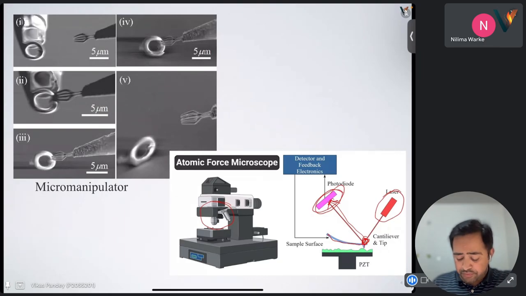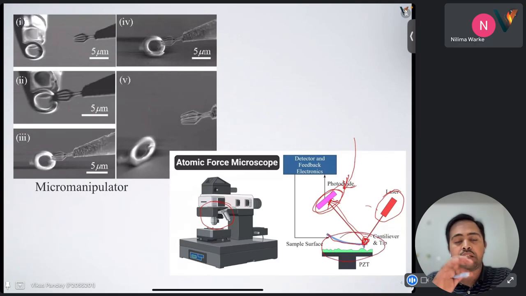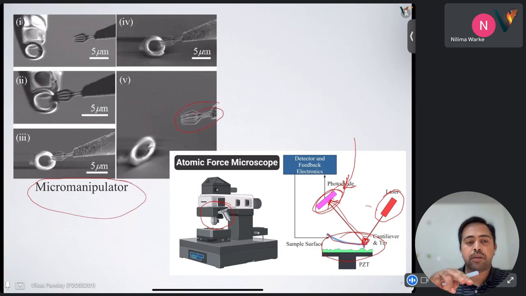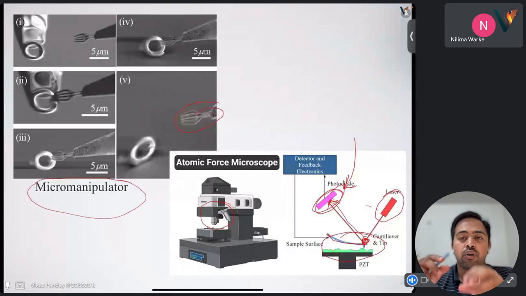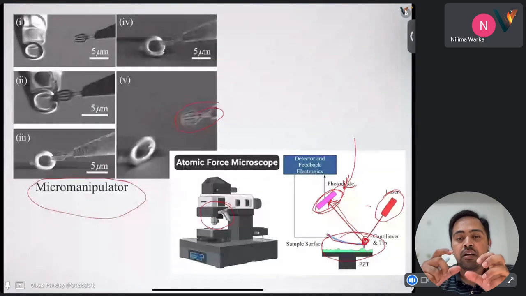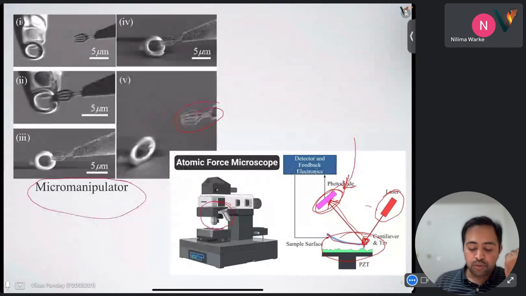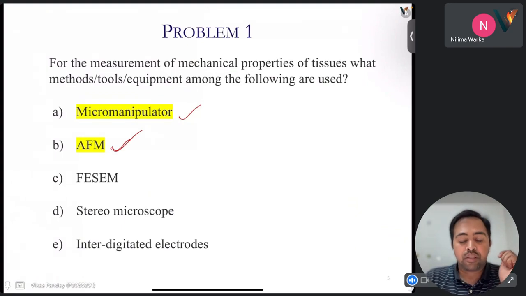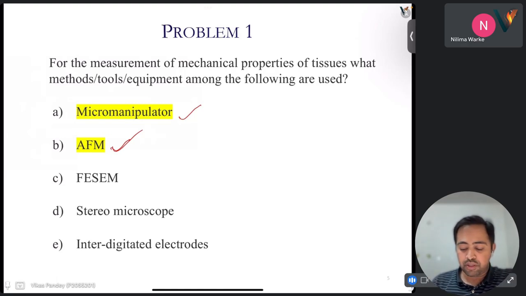So what happens is that this way we can find the mechanical property like stress as well as the surface morphology of the material. Similarly, a micromanipulator is something where a needle or spatula kind of structure is used to prick under a microscope. It is used to touch the tissue or the analyte. Using this also we can have an idea about the mechanical property, how tough it is, whether it has elasticity or not. So these are the two methods, micromanipulator and AFM, used to measure the mechanical properties of tissues.